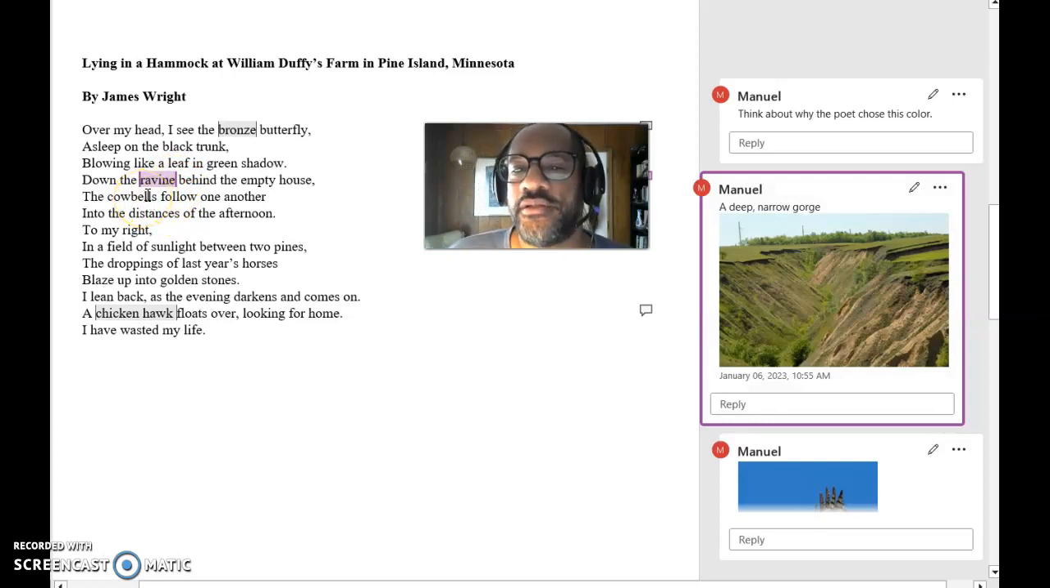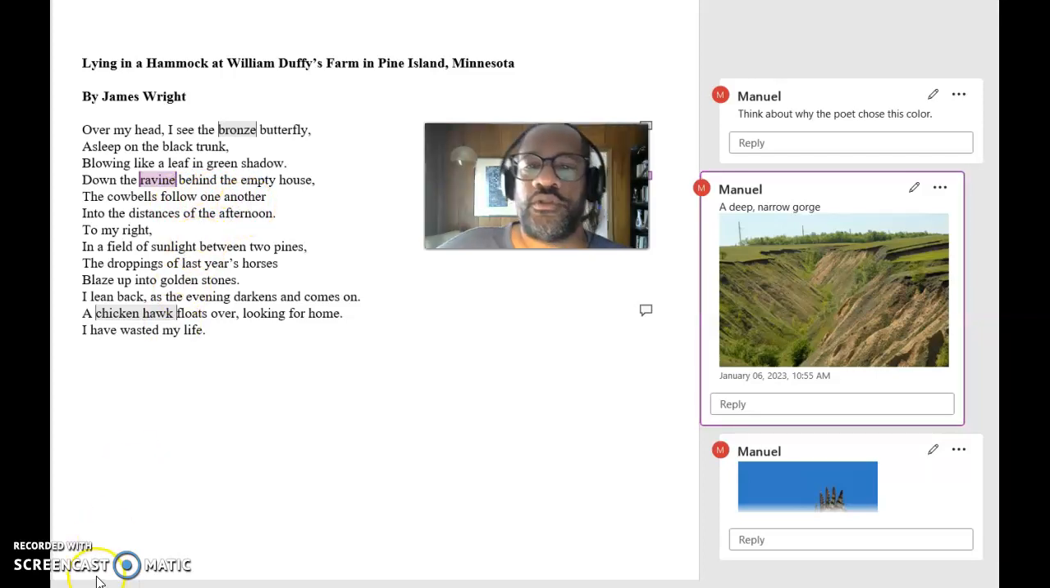The cows can. But he's going to talk about the cowbells so we can hear it, right? We can hear the cowbells moving in the distance, right? And so we can imagine the cows following one another, but we have the sound of the cowbells. So they follow one another into the distances of the afternoon.